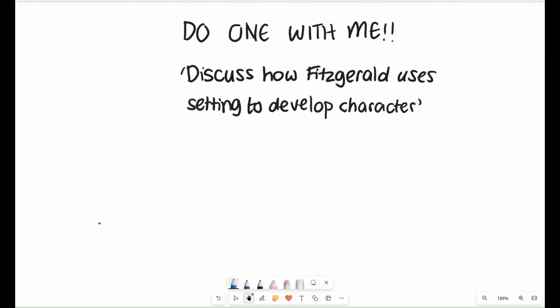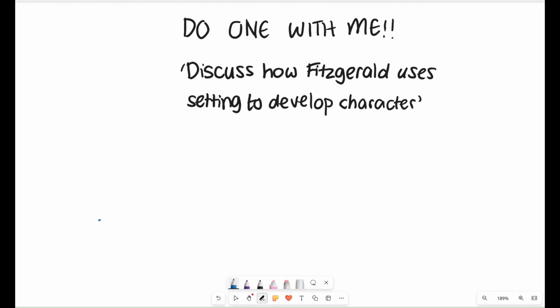So say our question was, discuss how Fitzgerald uses setting to develop character. I do want to say here, we are doing Gatsby currently at school. If you haven't read Gatsby, don't worry about it. You can apply this to basically anything. So the first thing I'm going to do is a quick brainstorm about the settings used in the book. I'm going to talk about the East Egg versus West Egg.